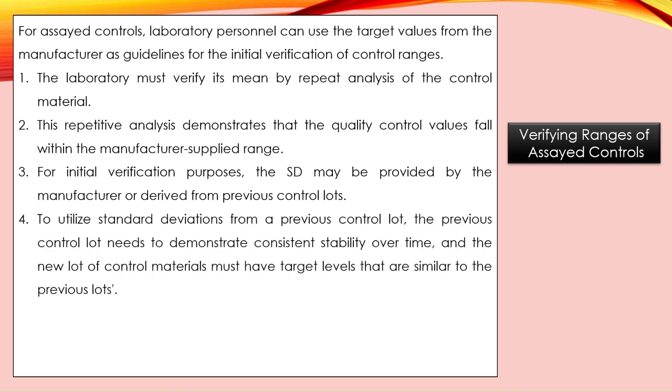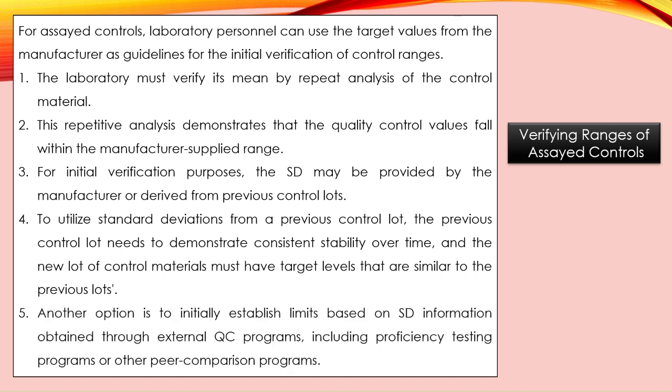4. To utilize standard deviations from a previous control lot, the previous control lot needs to demonstrate consistent stability over time, and the new lot of control materials must have target levels that are similar to the previous lots. 5. Another option is to initially establish limits based on SD information obtained through external QC programs, including proficiency testing programs or other peer comparison programs.